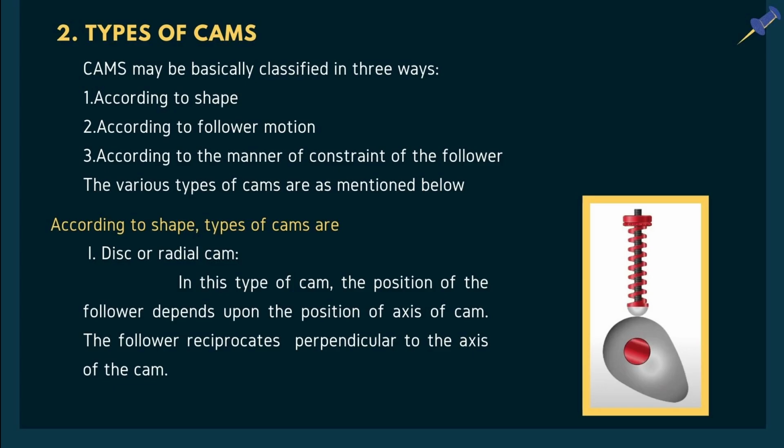According to shape, there are three types of cam. First one is the disc, or radial cam. In this type of cam, the position of the follower depends upon the position of the axis of the cam. The follower reciprocates perpendicular to the axis of the cam.